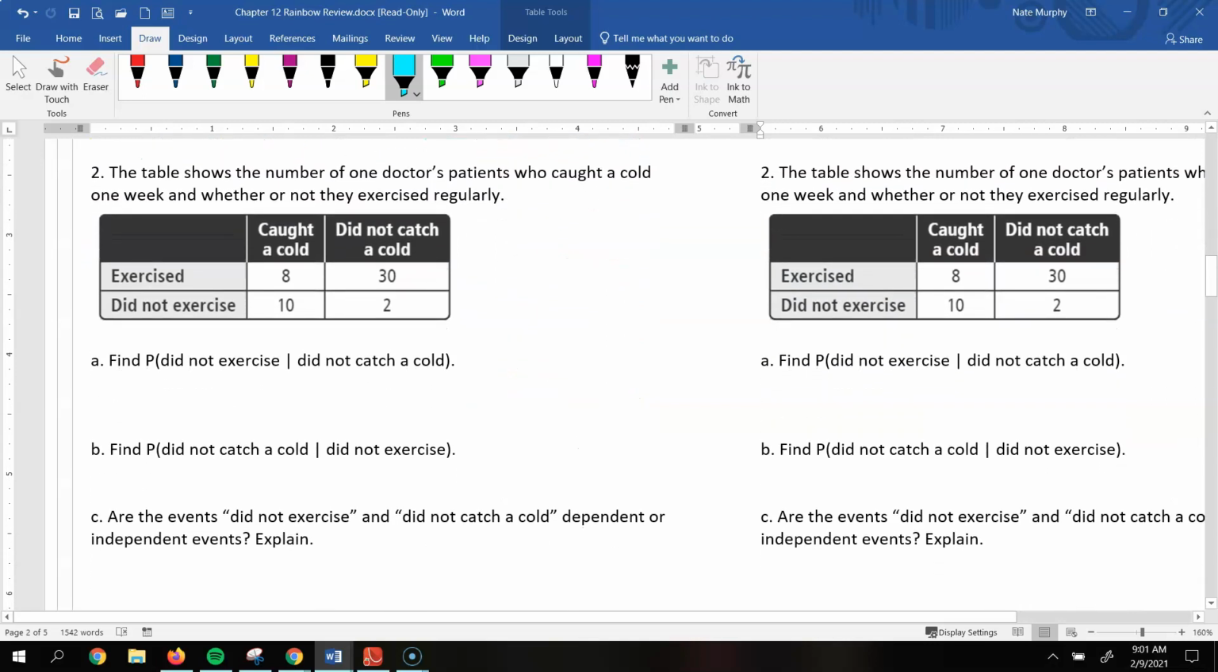All right, let's look at number 2. Number 2 says the table shows the number of one doctor's patients who caught a cold in 1 week and whether or not they exercised regularly. So we see that some people caught a cold and some did not. Again, some exercised and some did not.